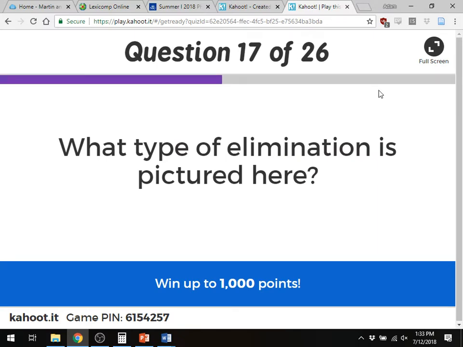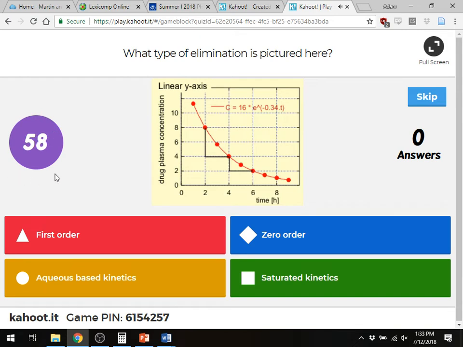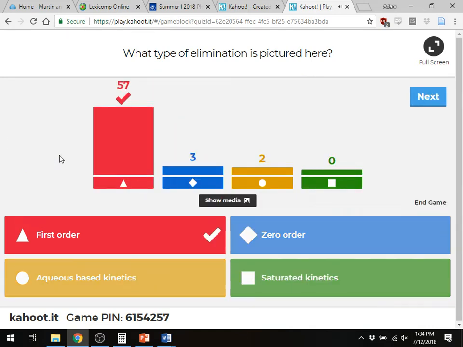All right, up next. What type of elimination is pictured here in this graph? So again, we're looking at the elimination of the drug. Is it first order, zero order? Is it aqueous-based kinetics or saturated kinetics? Good, that is first order kinetics.